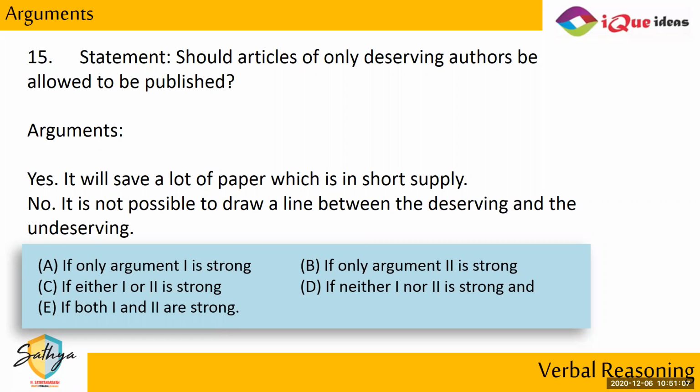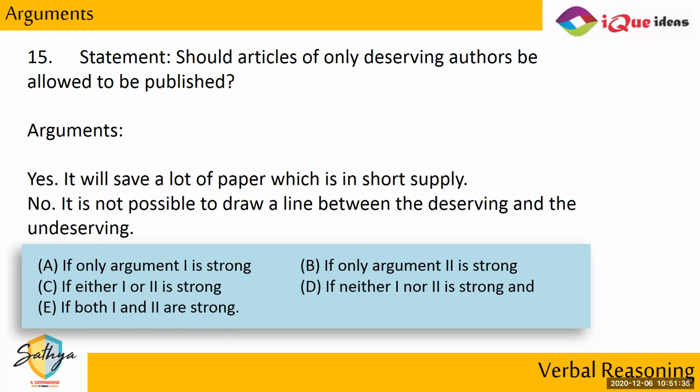If paper is in short supply, how does it matter? Even if there is no paper, we can still publish, right? What has paper anything to do with publishing? Nowadays paper is not the only medium to publish. So even if paper is in short supply, you can still publish articles. So the first argument doesn't hold any water. It makes no sense. Are we together on this one? The first argument is out of question.